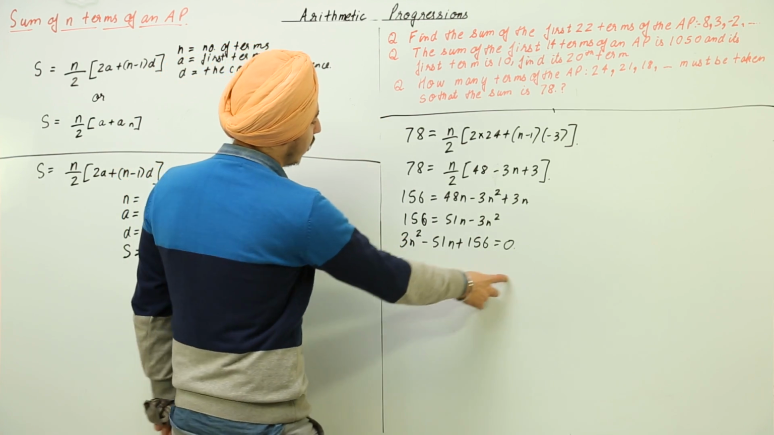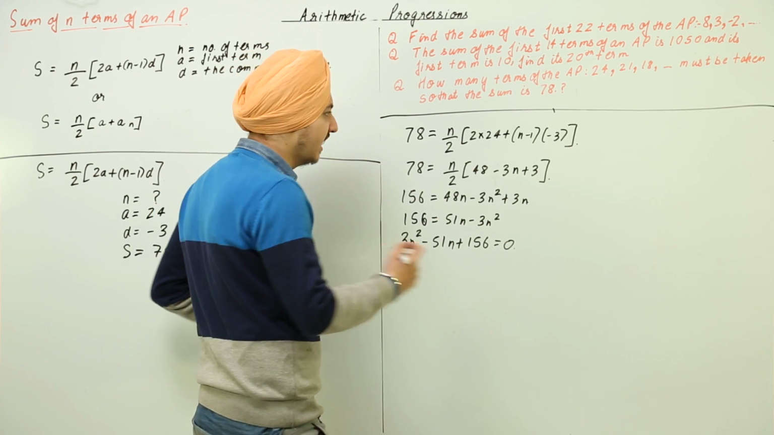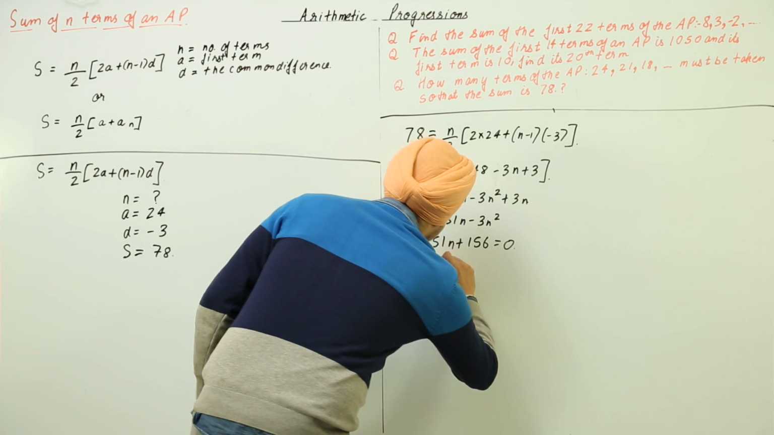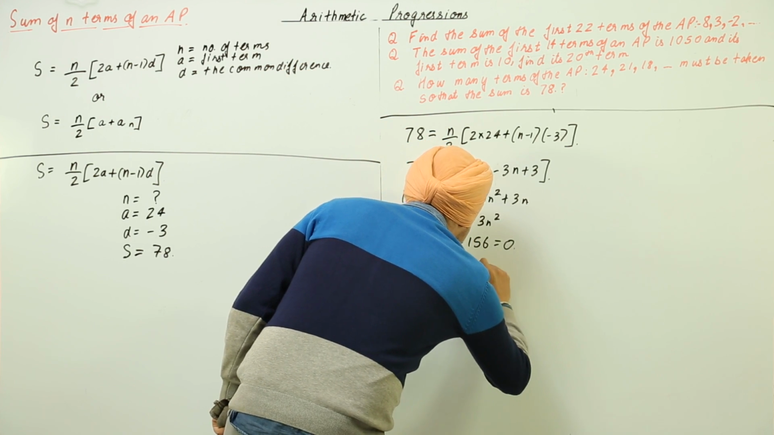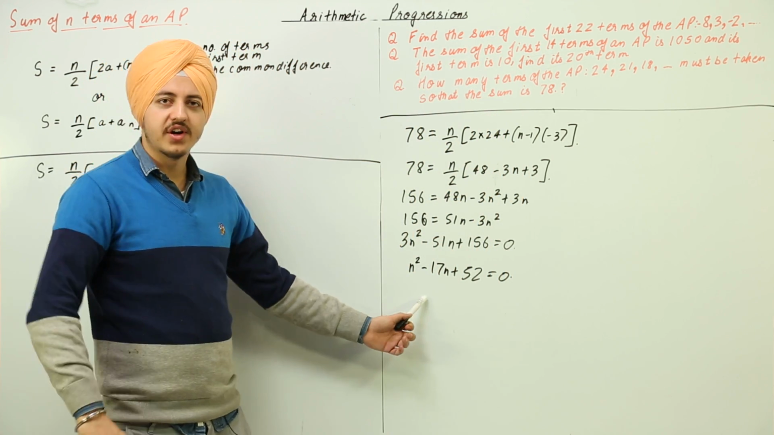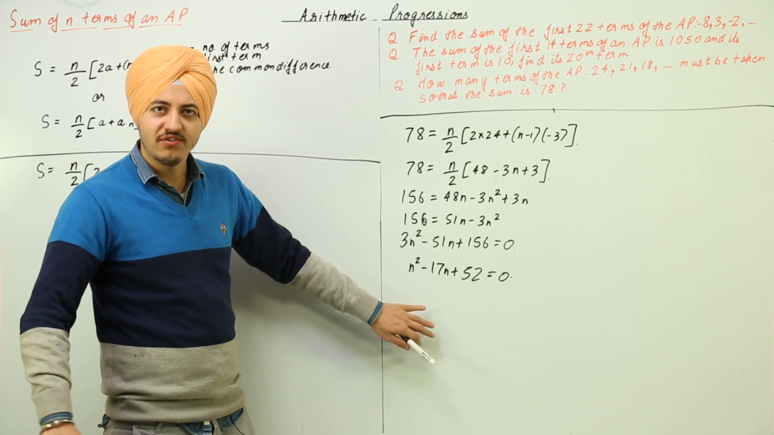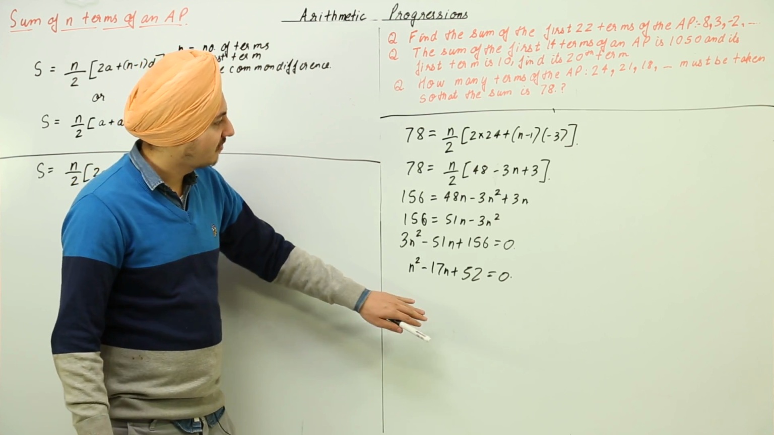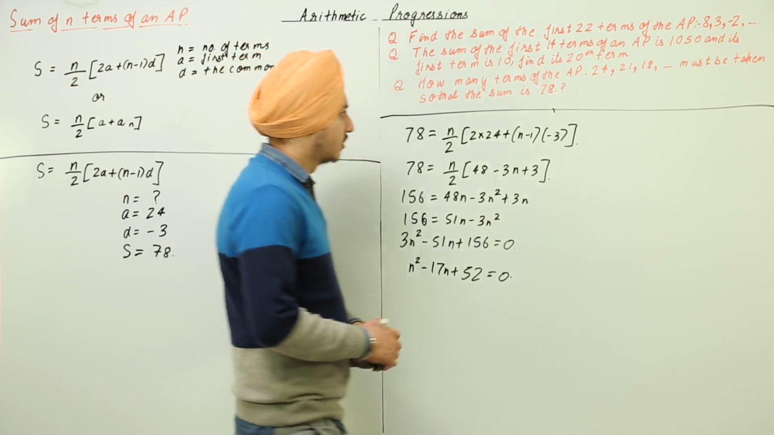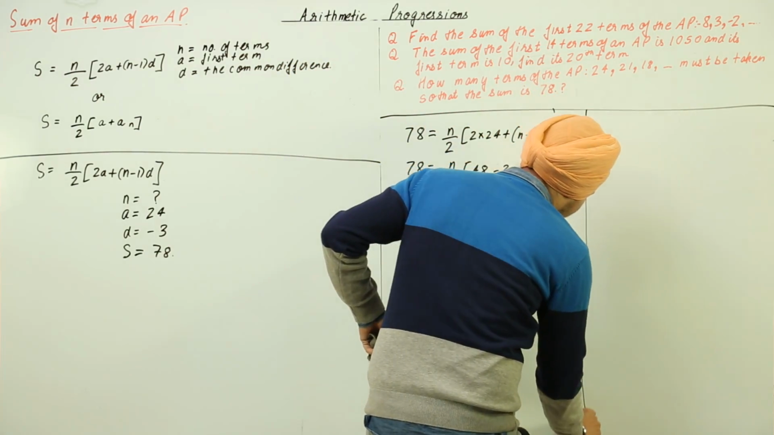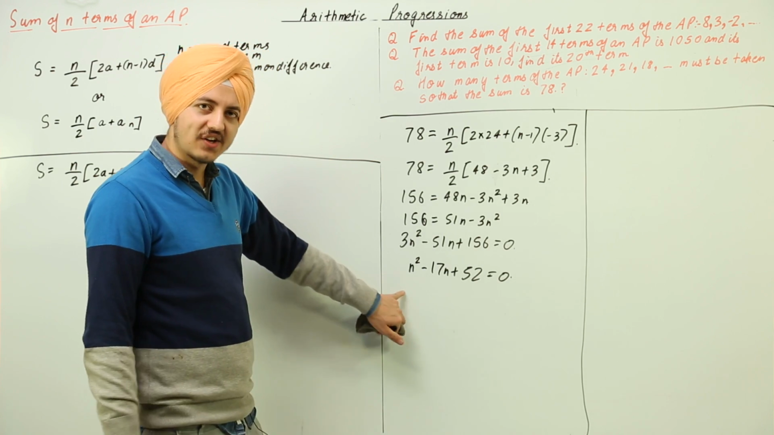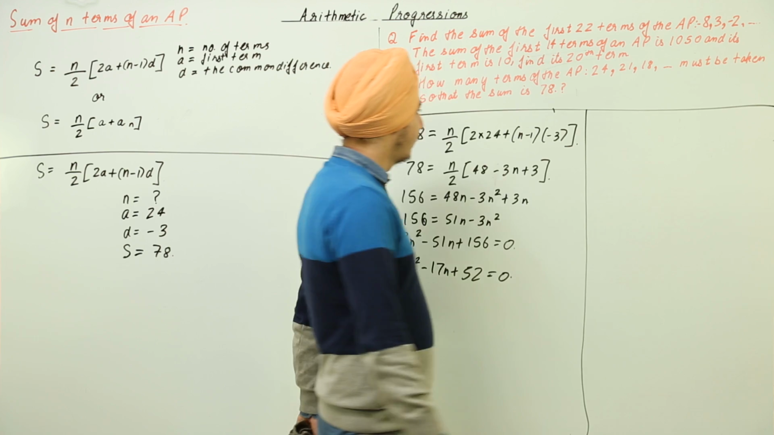Now if you see over here, the whole of this equation is divisible by 3. So this can be further reduced into n square minus 17n plus 52 equal to 0. Correct? Now we have a quadratic equation in terms of n over here, right? Now we can use this equation and find out the values of n. So how do we do this? We again do it by factorization. You all know how to solve quadratic equations. We've already done that.